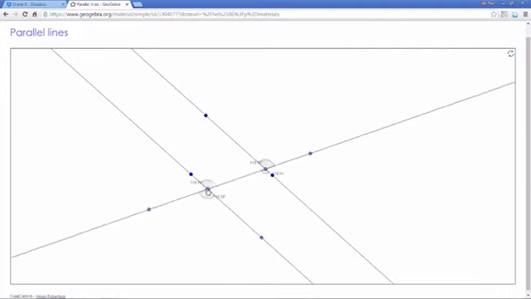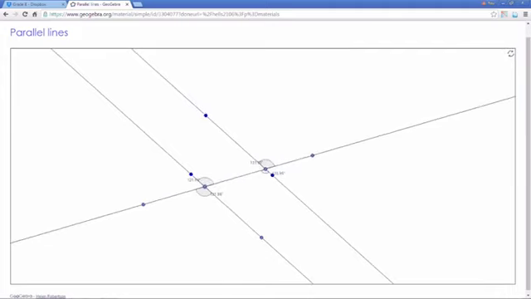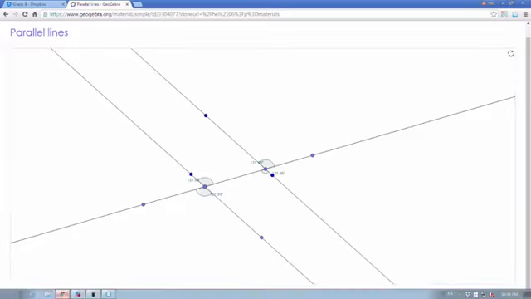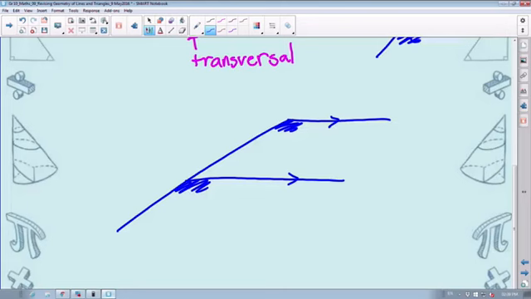Can you spot the Z shapes? The Z shapes also have a special relationship. In this case, it is 121.99 degrees and 121.99 degrees.